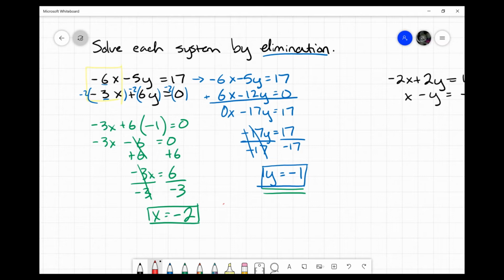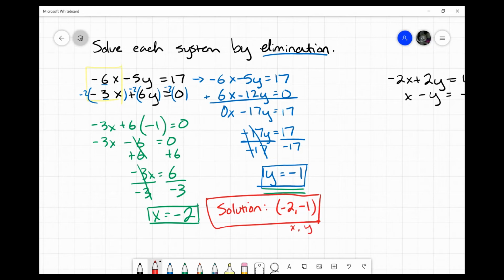It would be smart to check our work and make sure that the solution that we have now found of negative 2, negative 1 is in fact going to work out for both equations. So please remember, it is always in the form x comma y.